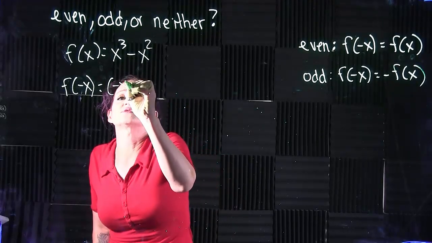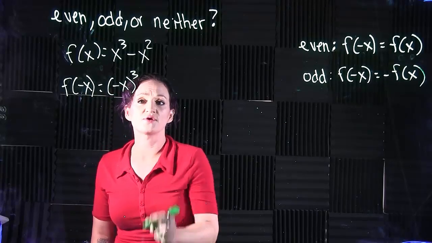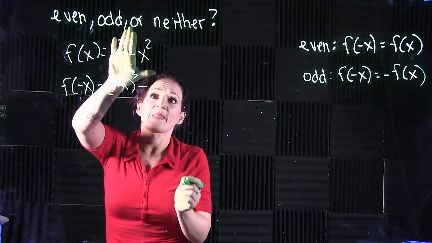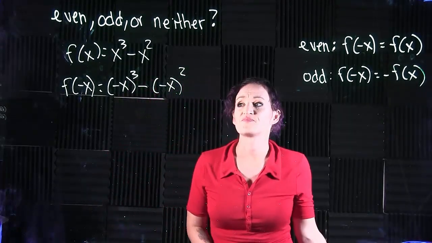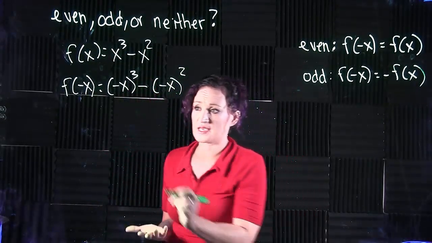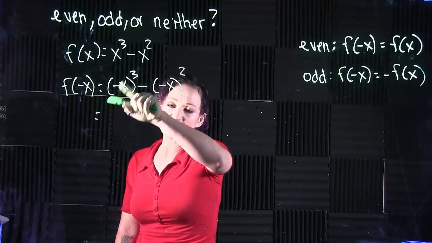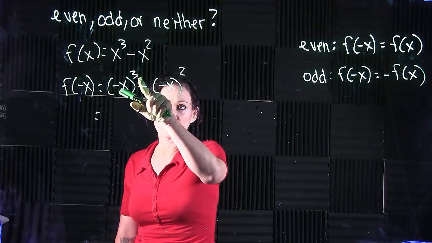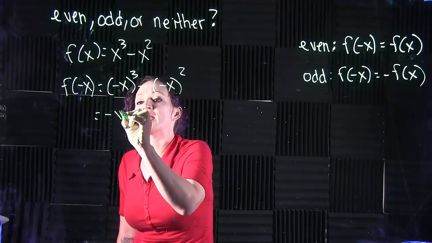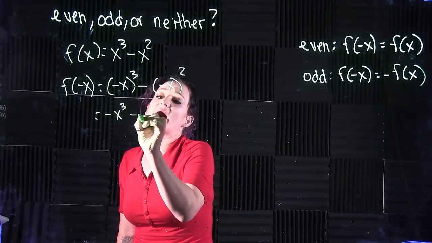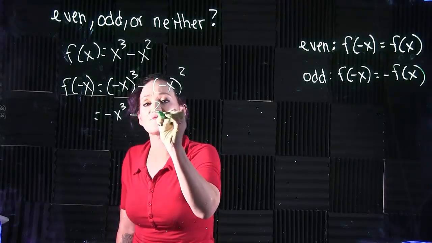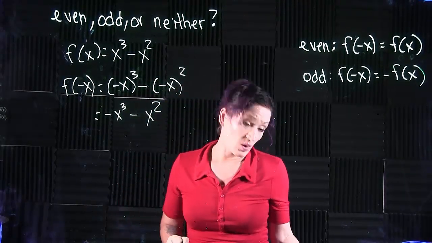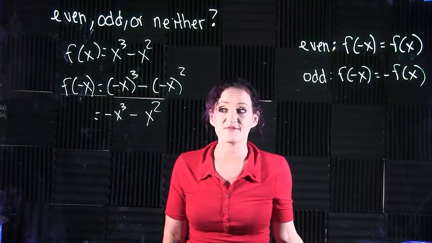So this x here is now going to be a negative x raised to the third. Drop down the minus sign. This x over here is going to be another negative x raised to the second. Simplify these to see what we get. So let's see. Negative x times negative x times negative x, right? Multiply times itself 3 times is still a negative x cubed. Minus, drop down the minus, negative x times negative x is a positive x squared. So this is what we would get here when we plug in negative x.